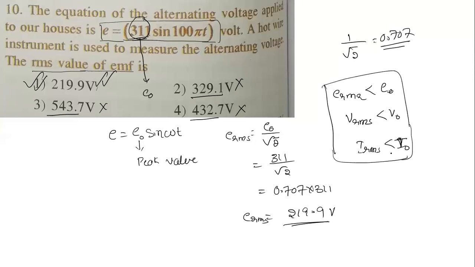Without any calculation, just take and round it off. That is the question, this is the answer. Whenever they reverse it, use the concept again: the peak values are always greater than RMS values. If any two values are less than or greater than, in that case you need to go for calculation. If not, don't. Yes, let us move on to the next question now.